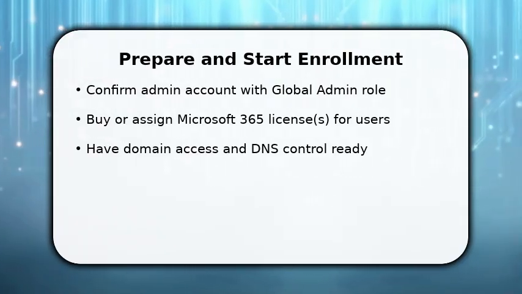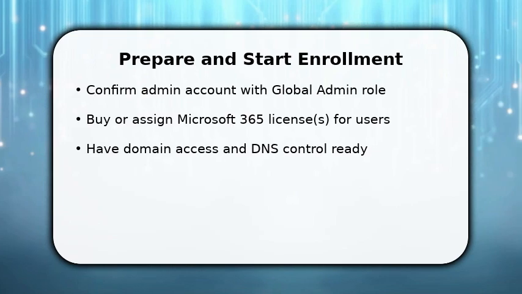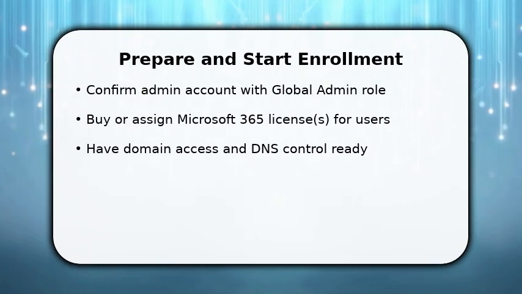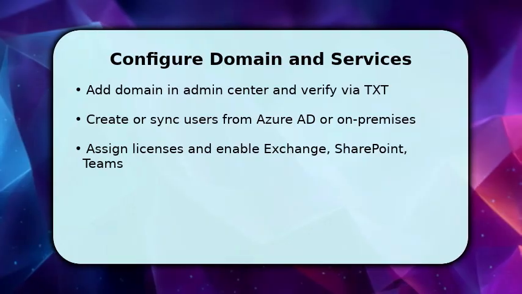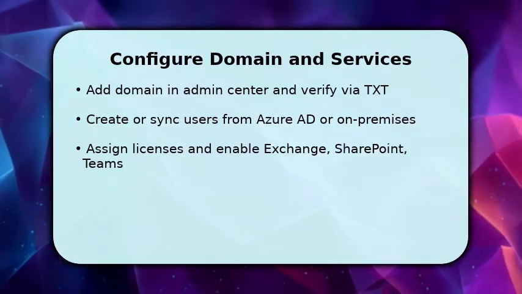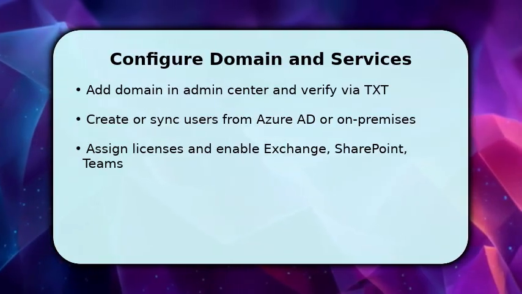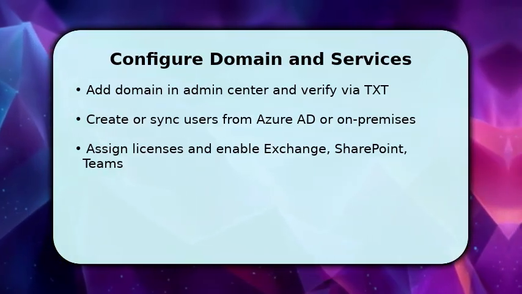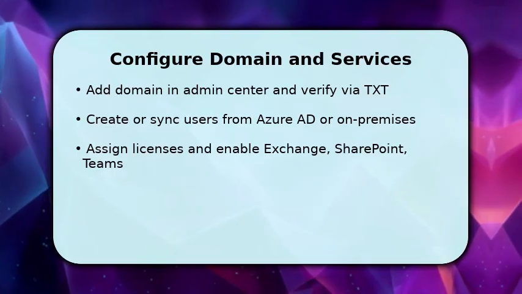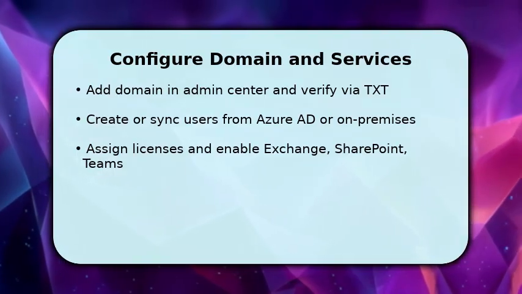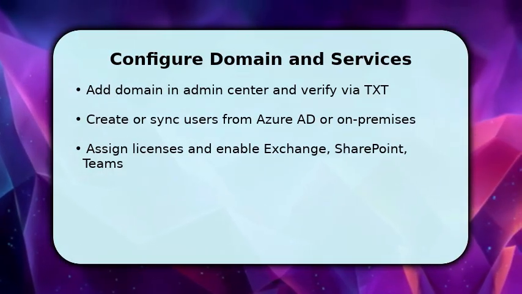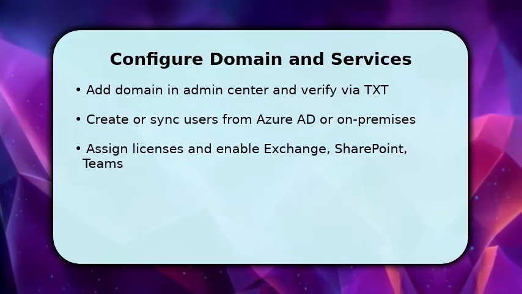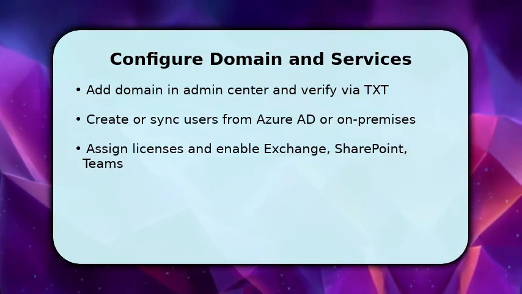Now move to configure the domain and services. You'll add and verify your domain in the Admin Center by creating a TXT record at your DNS host. Verification proves ownership. Once verified, set MX, CNAME, and SPF records to route mail and enable Teams features. If you have on-premises Active Directory, configure Azure AD Connect to sync accounts. Otherwise, create users directly and assign licenses.